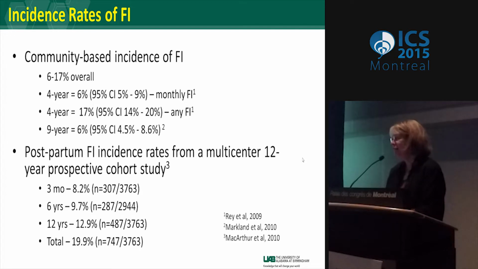Incidence of fecal incontinence. This is people that develop new fecal incontinence. They don't have fecal incontinence, and they study them over some period of time, and it's who develops it. It was 6 to 17% overall over 4 to 9 years. And you can see the second study down over 4 years showed that 6% of people developed at least monthly incontinence, and 17% developed any incontinence over the 4 years that they followed them, any incontinence being within a year. And then over 9 years, a different study showed a 6% incidence of new fecal incontinence.